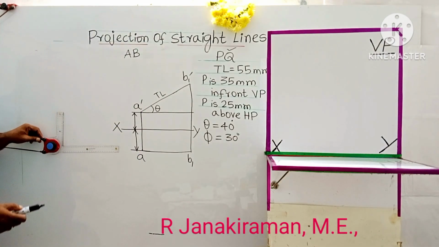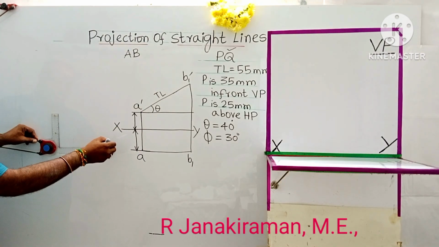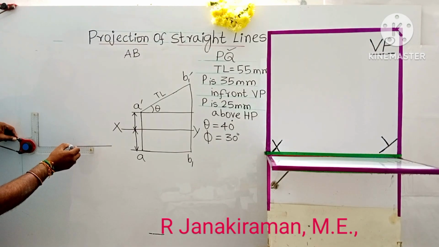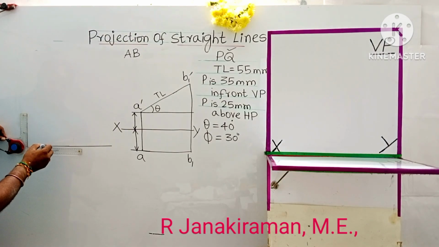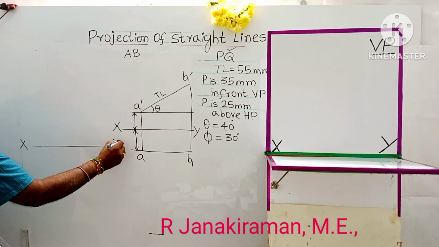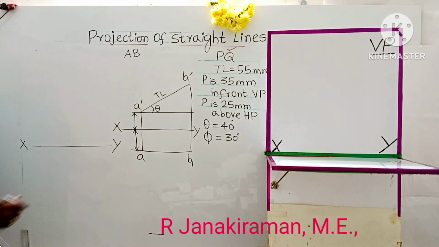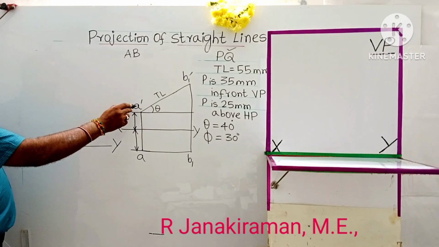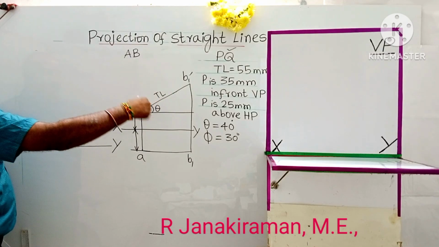So take a drafter scale. Draw one reference line called the XY line using the longer scale of your drafter. Understand? Mark the X and Y. Understand? So the location of point A, here the line is designated as AB.